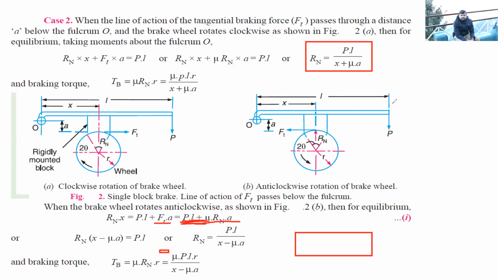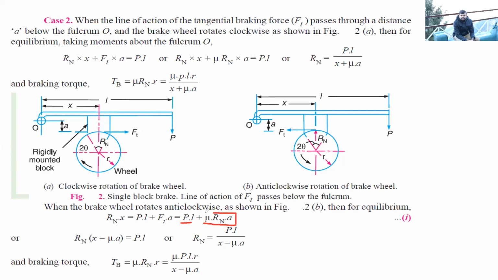It is supporting this P force. So these kind of brakes are called self-energizing brakes. Why? Because we want to apply this P force in order to apply the brake, but this frictional force, that is mu into Rn into A, is helping us. This is acting in the same direction as the P force, so we don't have to apply so much force. We only have to apply a small amount of pressure, and this friction force will help us in applying the brake. So such kind of brakes are called self-energizing brakes.